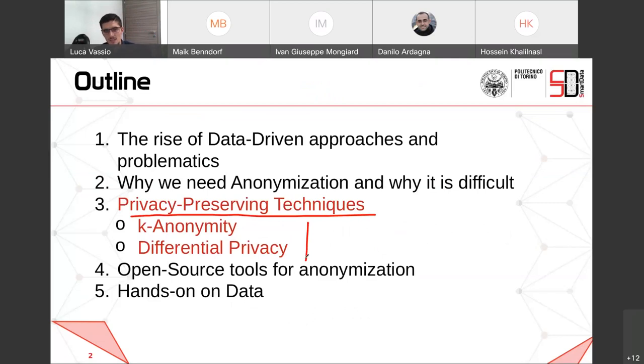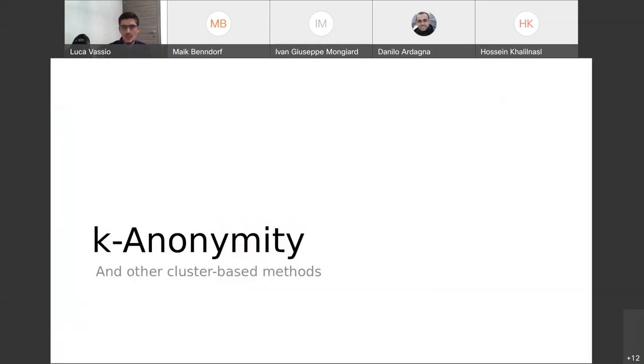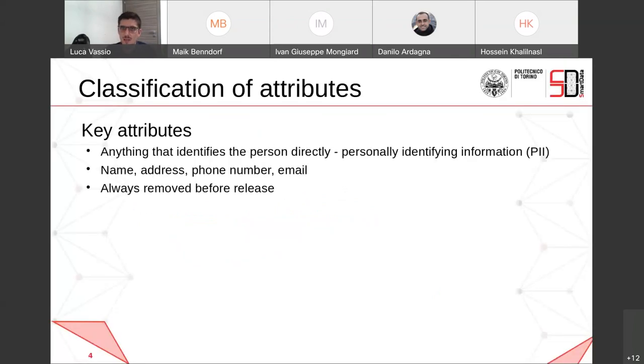The first one is very easy. That's why I'm presenting this, while the second one is much more formal and provides better guarantees. And then finally, we'll show which tool to use, and then you will work by yourself on some example on data. So let's start with k-anonymity, another variation of it.